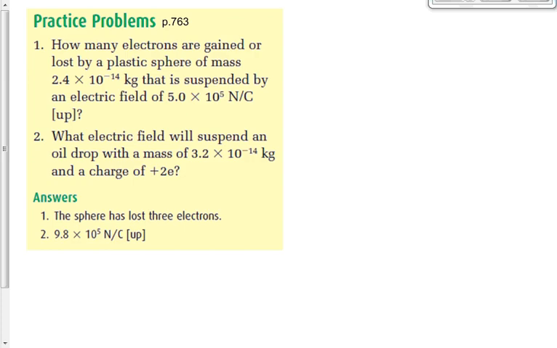I'm going to give you just a couple minutes to work on these questions on page 763. Then we're going to do one more example today, and then that's going to be it, okay? All right, let's take a look at what happens when these charged particles, these oil droplets, aren't suspended or aren't traveling at a constant speed.